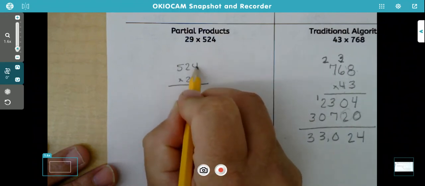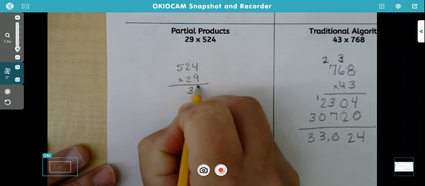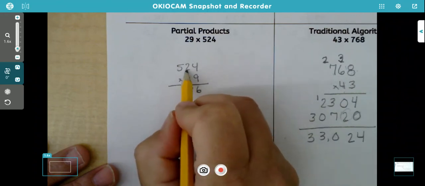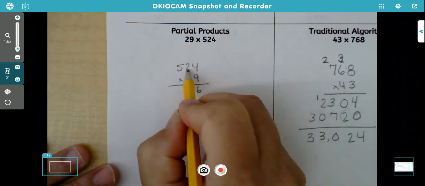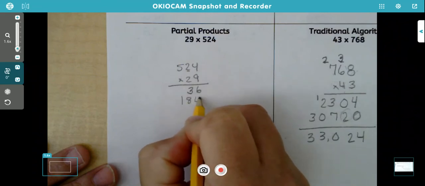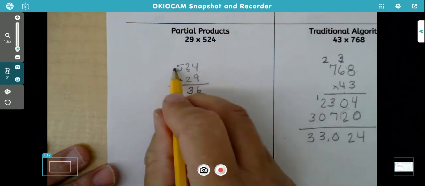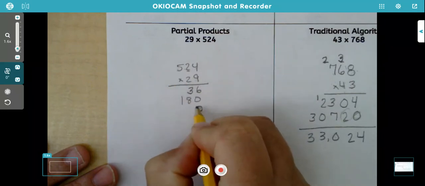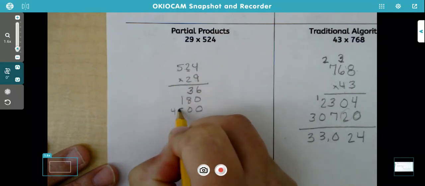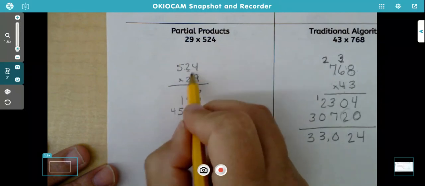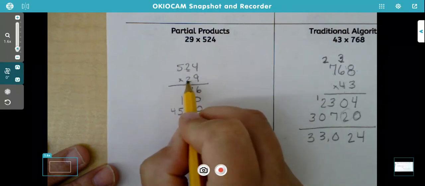So this is the number 9 times the number 4, 36. This is 9. This 2 is 20. 9 times 20, 180. 9 times 500. Well, 9 times 5 is 45. Plus 2 zeros, 4,500. And the same thing. This is not 2, this is 20.